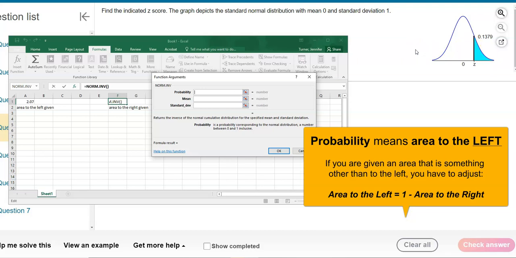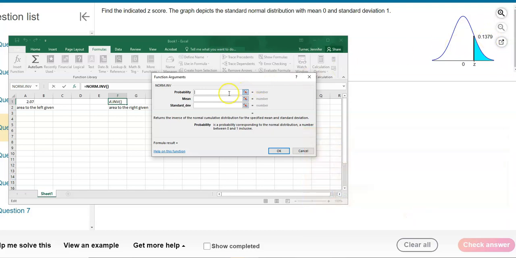But it's very easy to just adjust for that. If the area to the right is 0.1379, then the area to the left would be found by just taking that number and subtracting it from 1. We don't even have to do that on our own. We can just type right in here 1 minus 0.1379. Very easy. Or you could do that on your calculator and enter the number yourself. The number, you can see it's even giving it to us here, would be 0.8621.